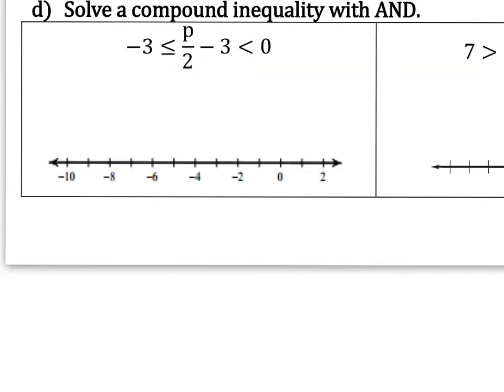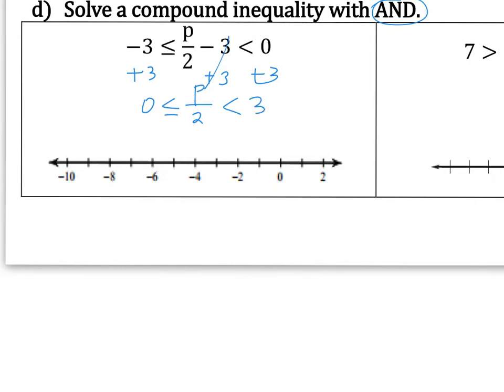Part D has you solving a compound inequality with AND. Okay, so here the first step will be to add 3. -3 and 3 cancels out. And on the left hand side, this would be 0. And then the middle would be p over 2. 0 plus 3 gives you 3.